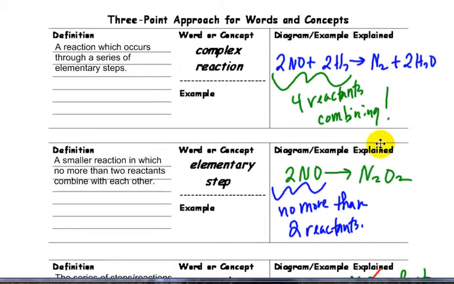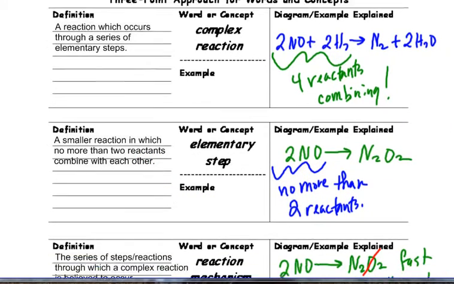So complex reaction, a reaction which occurs through a series of elementary steps. So for example, this big reaction has 4 reactants. They're not all going to combine like this. They'll be broken down into steps. Elementary step, a smaller reaction in which no more than 2 reactants combine with each other. So you can see here no more than 2 things are reacting.